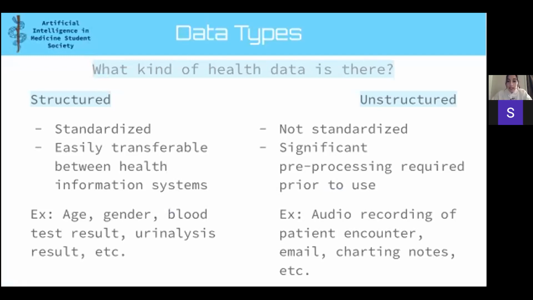So in terms of data types, you can categorize them as structured and unstructured. Structured data is considered standardized data. Some examples of structured data are things like age or gender or numerical test results. Structured data can very easily be transferred from one health information system to another.